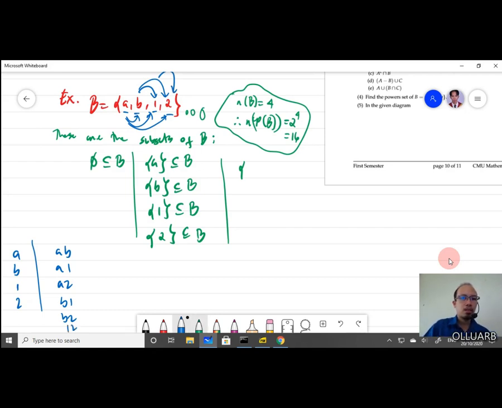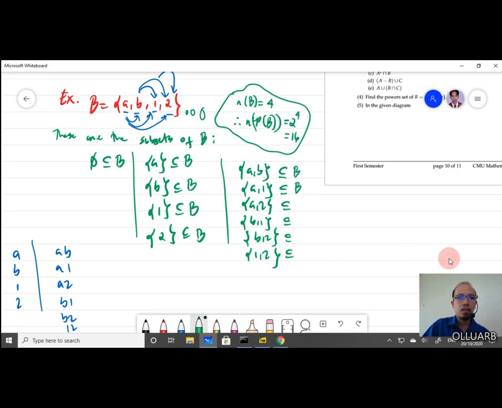Okay, so from here we have AB, A1, A2, and then B1, B2, and then 1, 2. So these are the subsets of the set B which contains two elements. And next is to get those subsets of B that contain three elements.